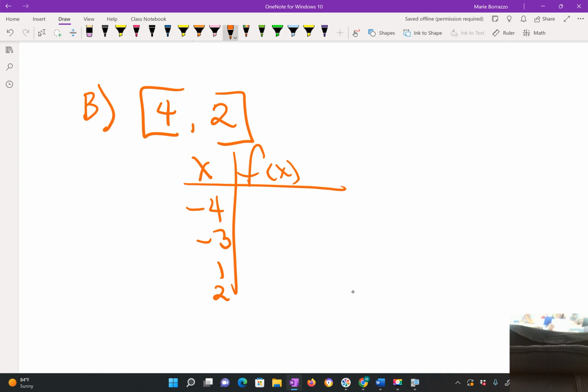I'm getting, we already had this one, right? This is 13. Negative 3. I'm getting 20. Negative 1. Minus 12. And 2. Minus 5. So which is our maximum? This is our maximum here. And our minimum? Absolute minimum, maximum, by the way.